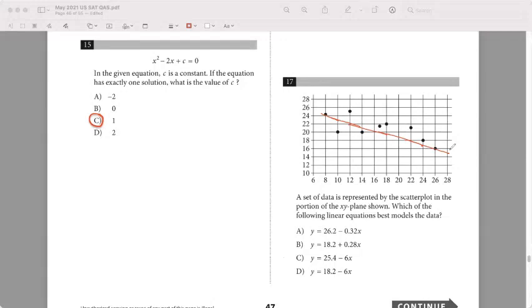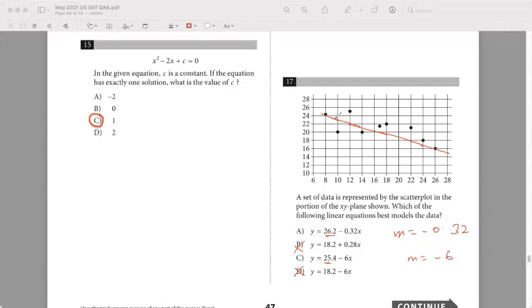So from this, I can see that my y-intercept is going to be above 24, right? So it could be this or it could be this. It can't be B or D for sure, because there the y-intercept is 18.2. That's too low, right? Now between A and C, how can I find the answer? I can use the slope. In A, the slope is negative 0.32 and in C it is negative 6.